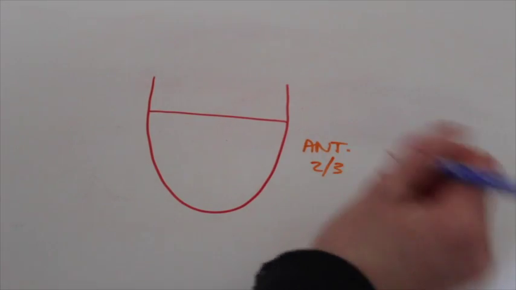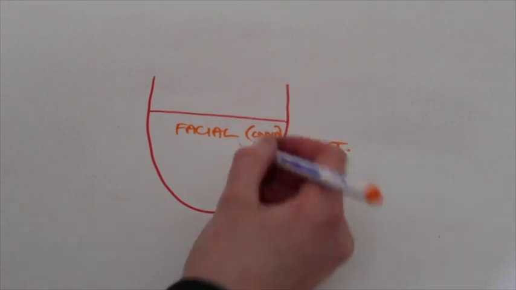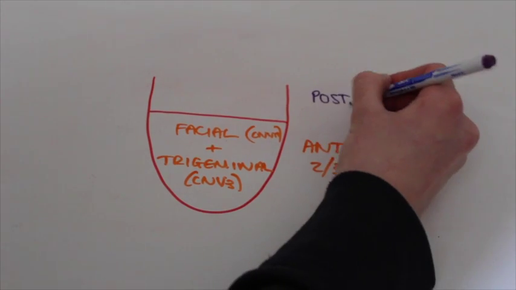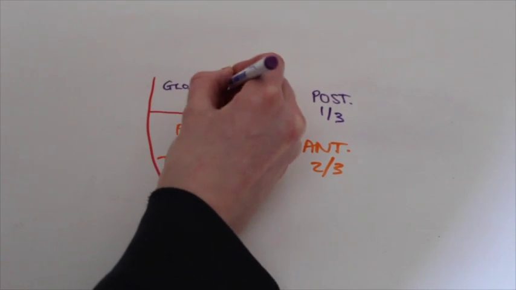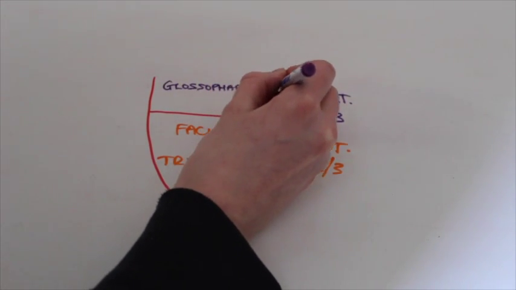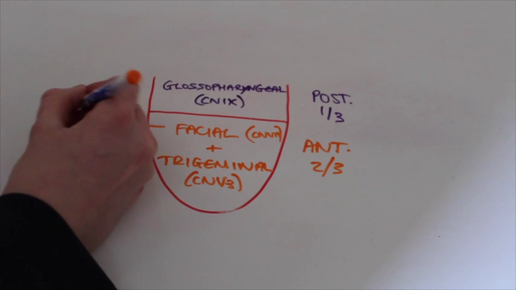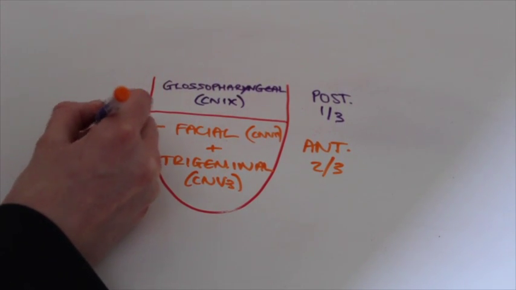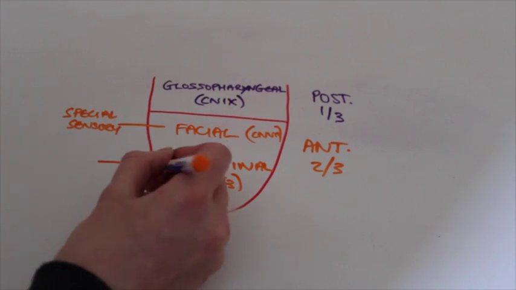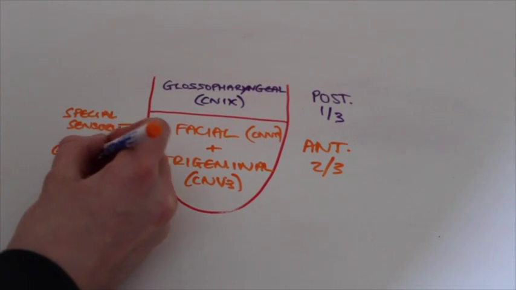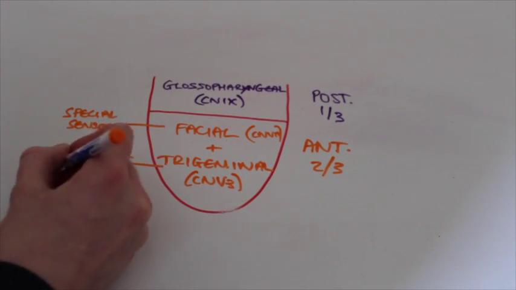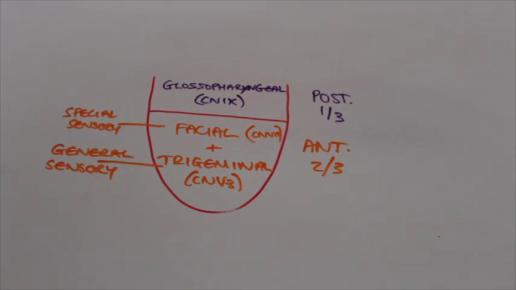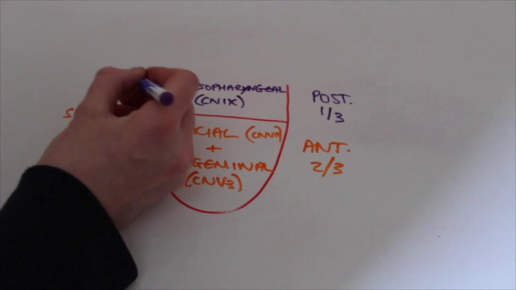The mucosa of the anterior 2/3 of the tongue, so the front, is supplied by either branches of the facial or trigeminal nerves, so 7 or 5, respectively. And the mucosa of the posterior third, or the back of the tongue, is supplied by the glossopharyngeal nerve, which is cranial nerve 9. The facial nerve is supplying the special sensory to the tongue, whereas the trigeminal nerve is supplying the general sensory. The glossopharyngeal is doing both for the posterior third of the tongue.